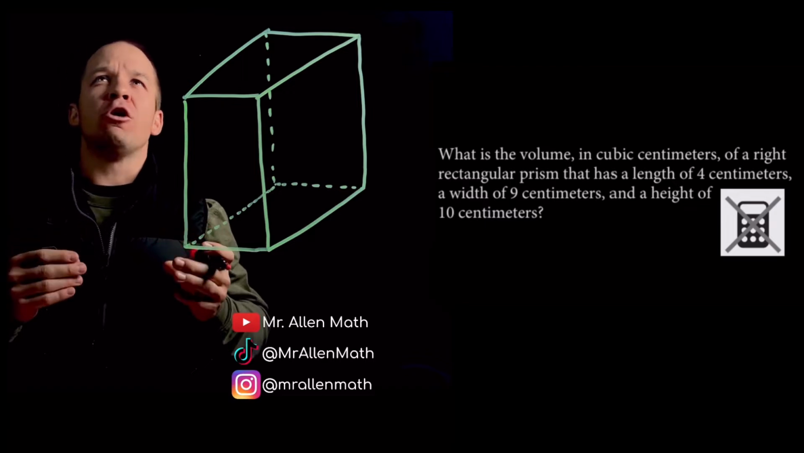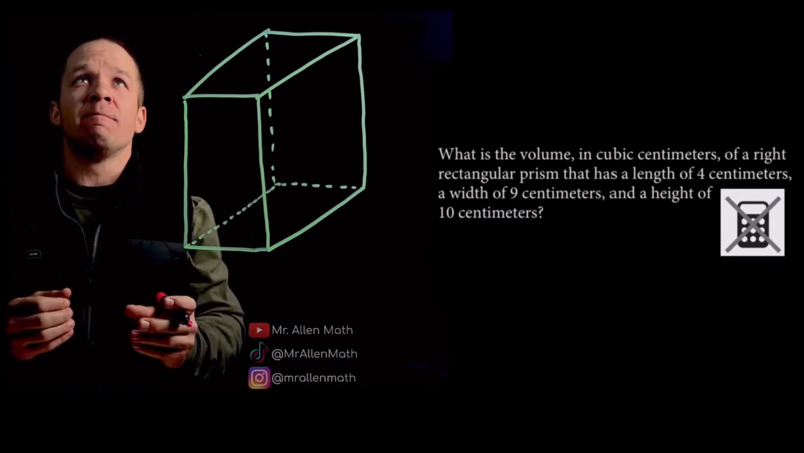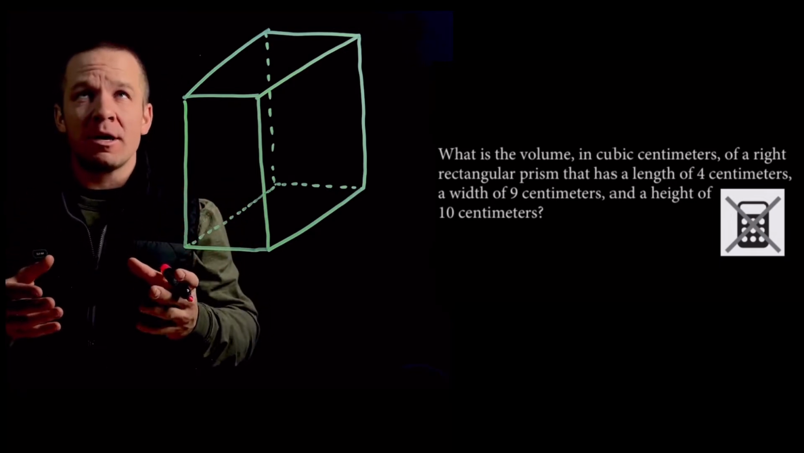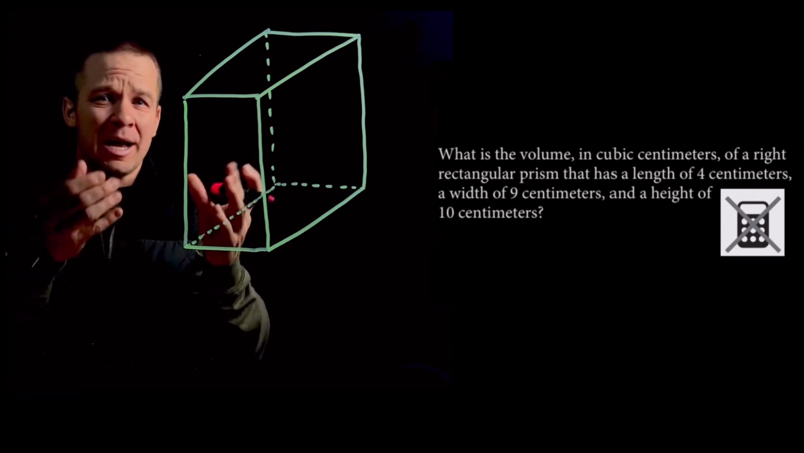Now, what is the volume in cubic centimeters of a right rectangular prism, like we see here, that has a length of 4 centimeters, a width of 9 centimeters, and a height of 10 centimeters? Well, let's go ahead and just label this bad boy right now.